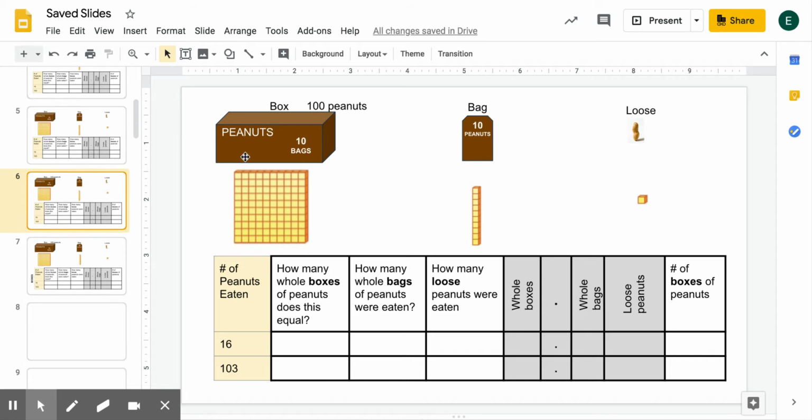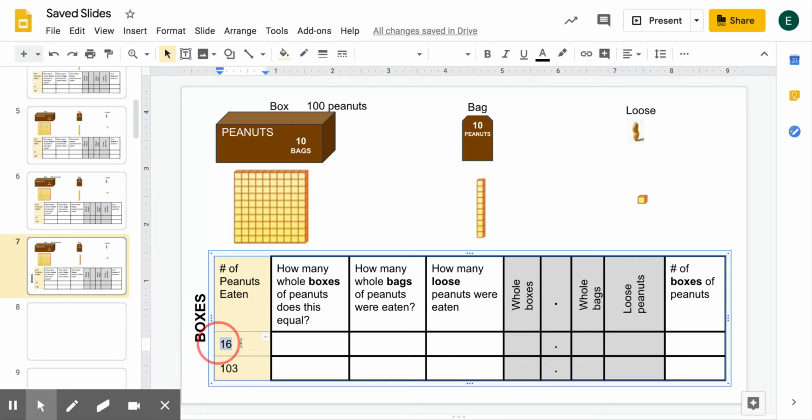Okay, so now that I've made sense of my situation, I can try to answer the table questions down below. Keep in mind, as we look at the table, we are talking about boxes. We're trying to figure out what number, either a whole number or a part of a whole number, of boxes we can fill. So, in the first row, I have eaten 16 peanuts.